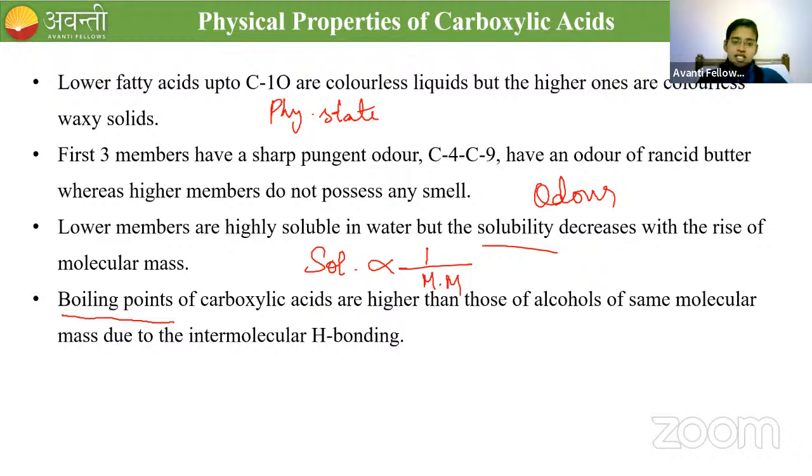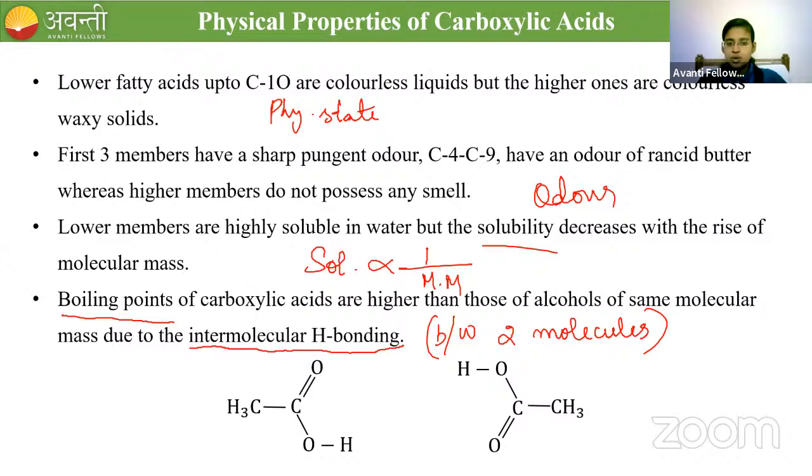The very important reason is due to intermolecular hydrogen bonding. What is meant by intermolecular? Between 2 molecules. If the hydrogen bonding is existing between 2 molecules, it is called as intermolecular hydrogen bonding. So let me take 2 carboxylic acid, 2 ethanoic acid, CH3COOH, CH3COOH. So the oxygen of one molecule is able to form the hydrogen bond with the hydrogen of another molecule. In the same way, oxygen of the second molecule is forming the bond with hydrogen of the other molecule.